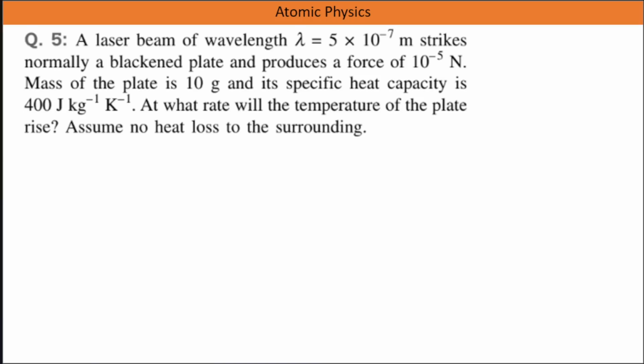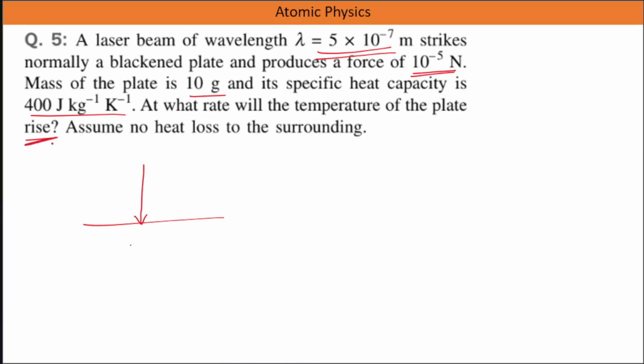Let us for now get at this one. What is the question saying? A laser beam of wavelength lambda strikes normally on a blackened plate and produces a force of 10 to the power minus 5 Newton. Suppose this is the plate, and upon this plate the beam is striking normally. Mass of plate is 10 gram and its specific heat capacity is given. At what rate will the temperature of the plate rise?